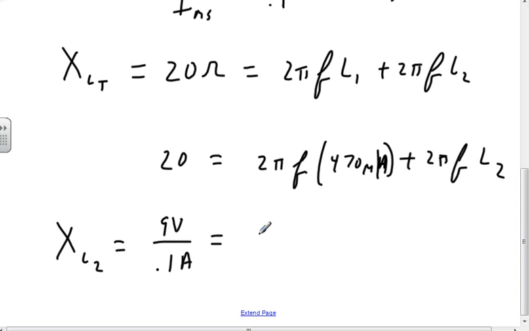It's going to be 90 ohms. Just like this was 20, that was 90. If it's 90 ohms, yeah, I don't see how this is going to work out. X of L.